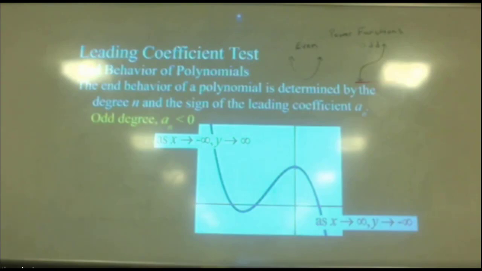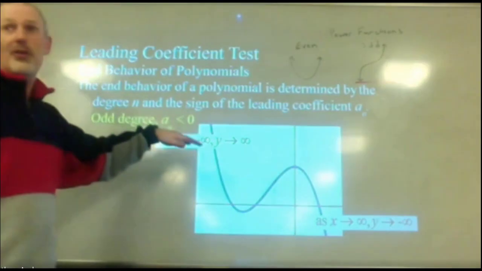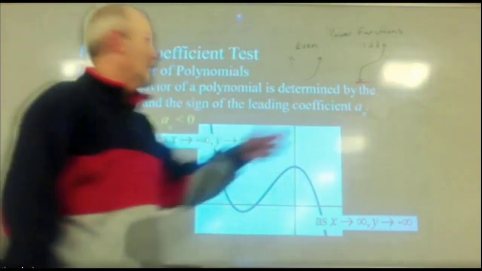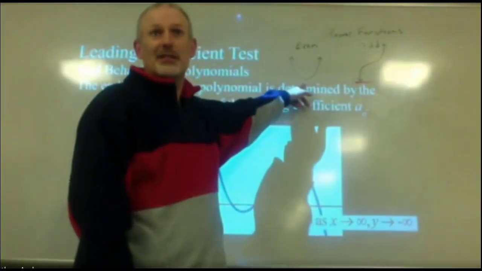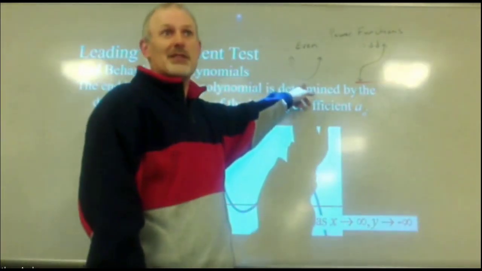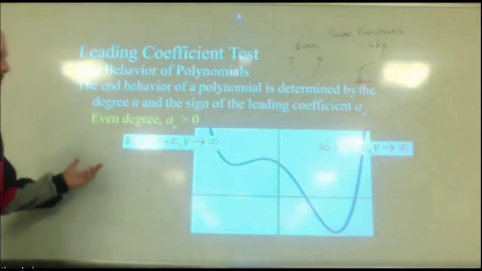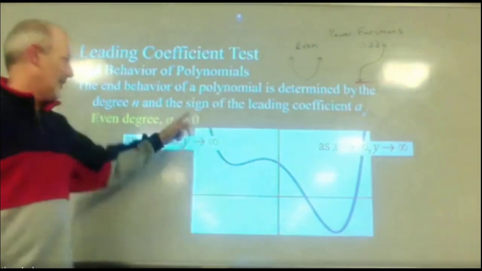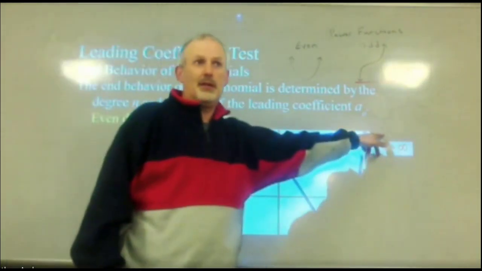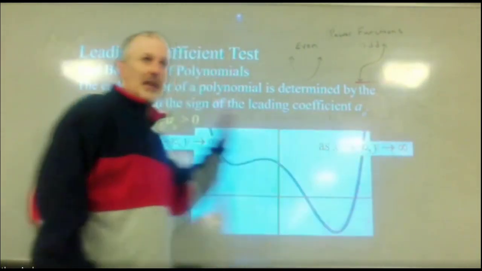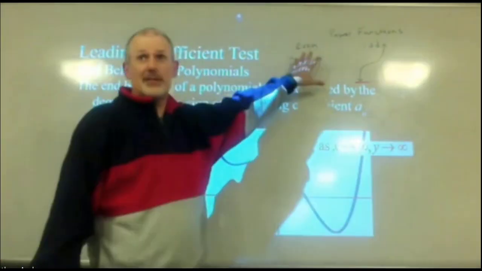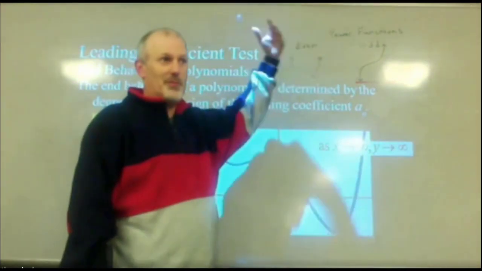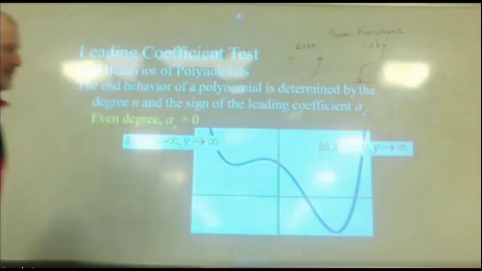So the next one's going to be even, positive leading coefficient. So what do you think it's going to look like in general? Does it make sense? It's going to look kind of like this. Even degree, positive leading coefficient. And that's exactly what happens. Again, the middle we're not worried about, but we're just talking about the ends. Left side, right side, up and up. Left side is up, right side is up, just like all those pictures that we saw, all those even degree power functions.